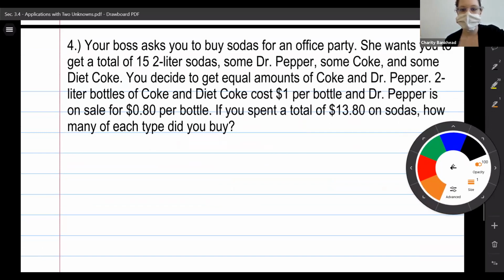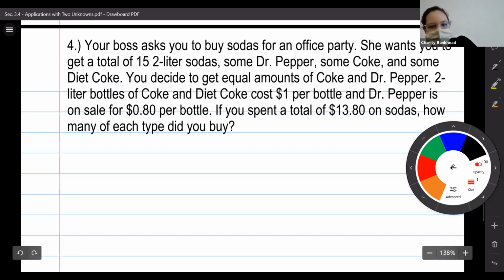You decide to get equal amounts of Coke and Dr. Pepper. 2-liter bottles of Coke and Diet Coke cost $1 per bottle, and Dr. Pepper is on sale for 80 cents per bottle. If you spent a total of $13.80 on sodas, how many of each type did you buy? Okay, so 3 different unknowns in this case, actually, I guess.